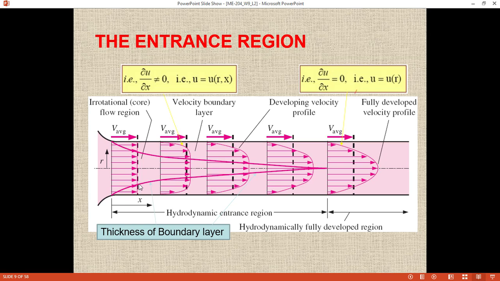Wherever the viscous effect ends, the velocity becomes uniform, right? So as the viscous effects vary, the velocity profile changes, till we get the final fully developed velocity profile. So this line is called the boundary layer due to the viscous effect.